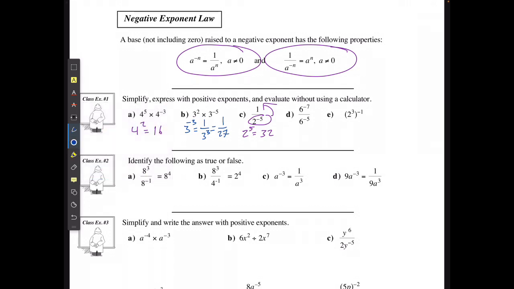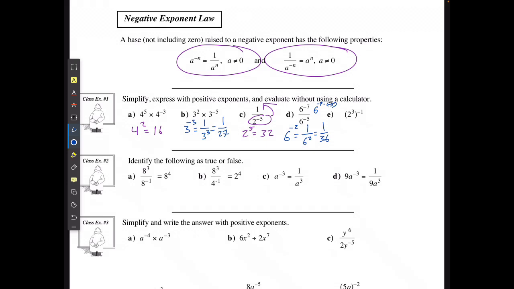For example D, if I have negative 7 minus negative 5, be careful because of the double negatives. Minus a negative is the same as adding. So negative 7 plus 5 is going to be 6 to the power of negative 2, or 1 over 6 squared, which is 1 over 36.